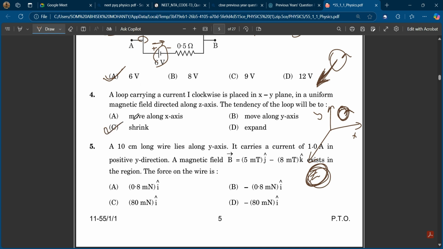Contract means shrink. This will not happen: move along x, because the loop is in the XY plane, and the magnetic field is along the Z axis, and this magnetic field is also along the Z axis. So the whole thing will shrink. Okay, it will shrink down. All right.